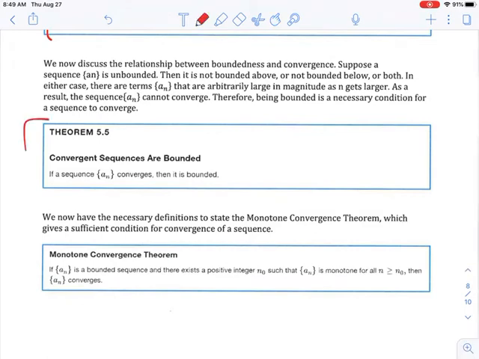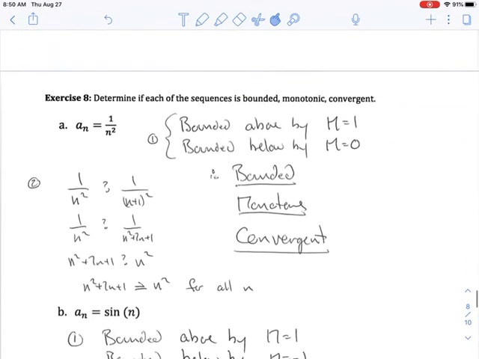The monotone convergence theorem says, basically, if a function is monotone and it's bounded, then it's convergent. Convergent sequences are bounded. And so basically what we have to show is that if something is monotone, always increasing or always decreasing, and it's bounded, then it is convergent. So let's take a look at a few examples.